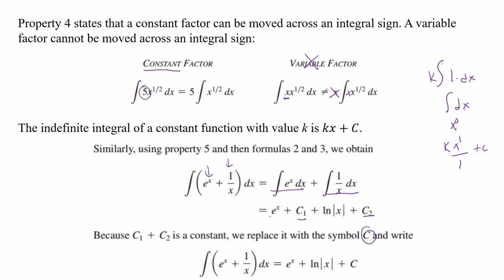And so now we just have e to the x plus ln of the absolute value of x plus c. So we can split apart a sum, and when you do that, you're going to get two constants, or if you have a whole list of them, you're going to get a bunch of constants, but in the end, it's just going to be a c. We're just going to replace all of those with a c, and then we don't have to worry about anything after that. That's going to be our final thing.